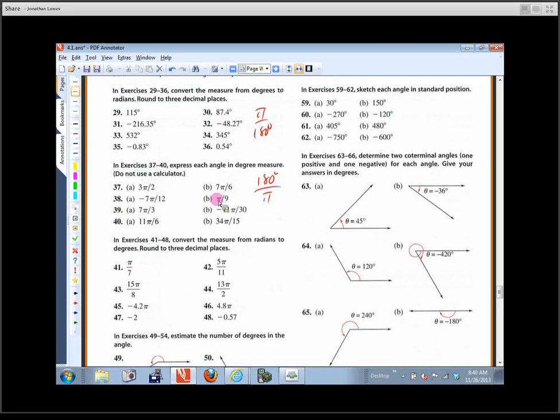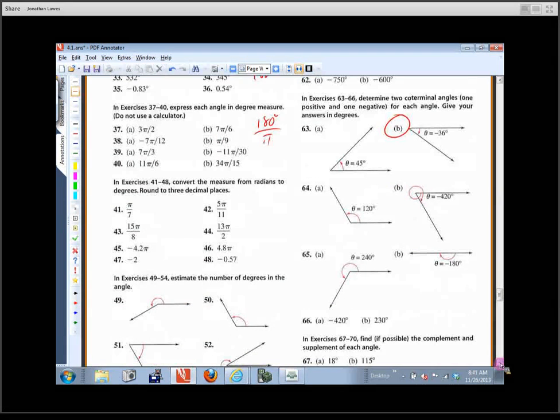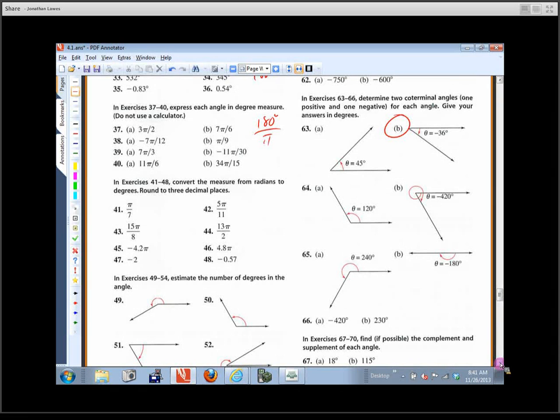Let's see. Let's look at number 63, part B. And then we're nearly done. Okay, would you go ahead and answer that one right there? If you can answer that, then you're in good shape on those parts of the assignment.